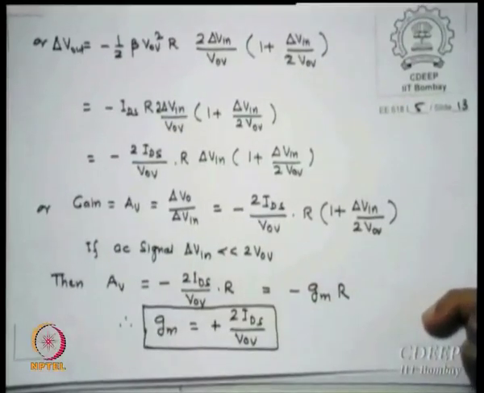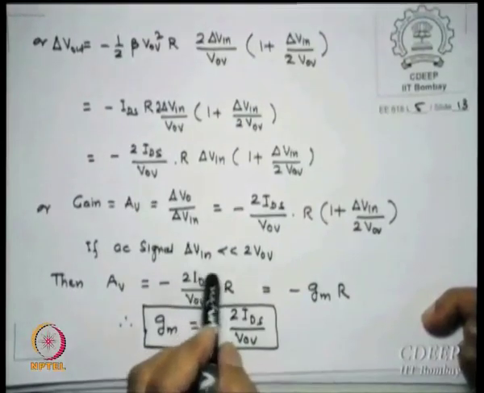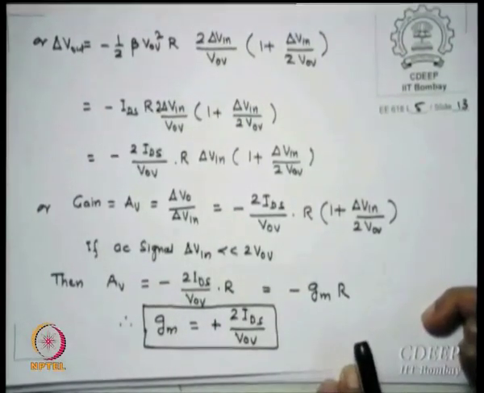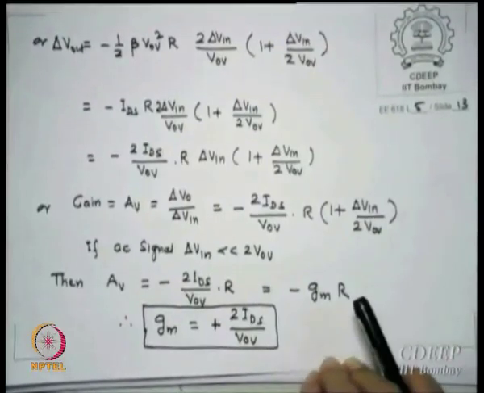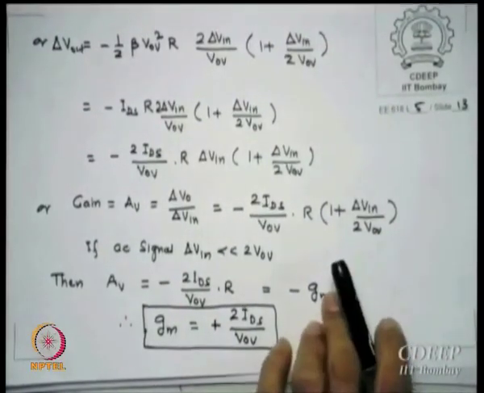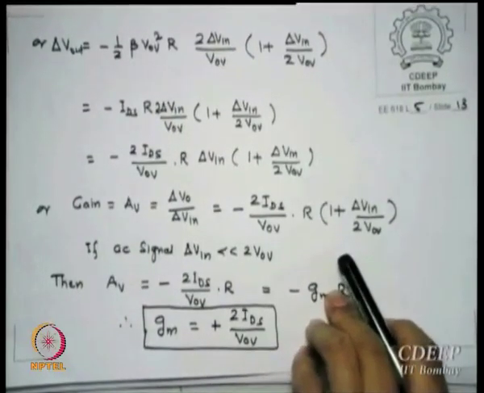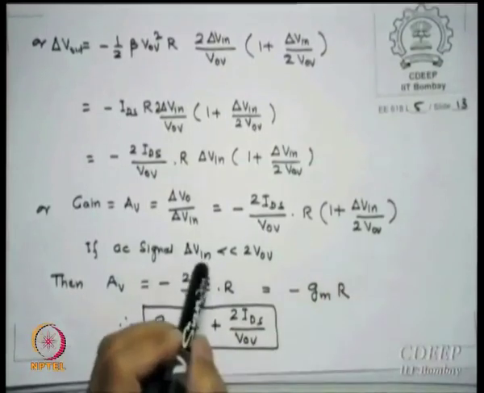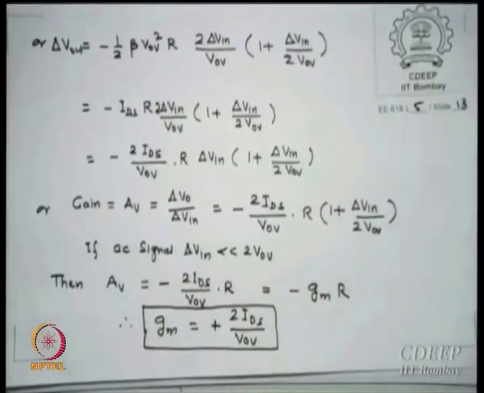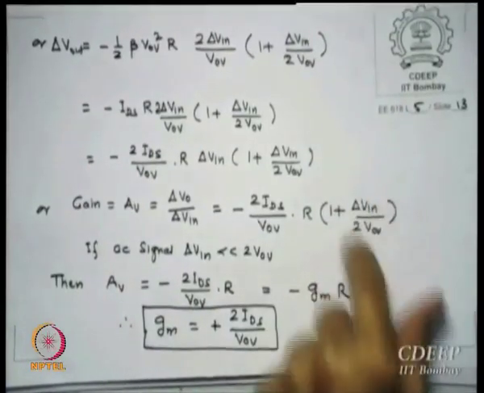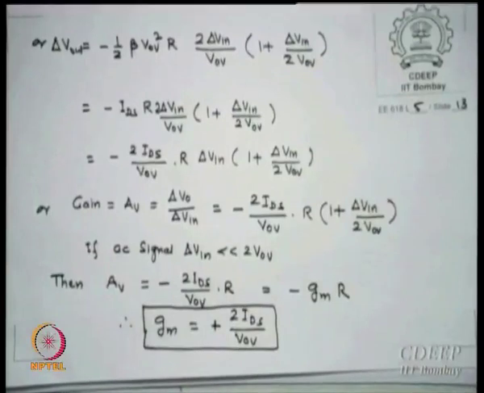If you say it is a small signal, AC signal, delta V in is much smaller than V_OV. What is V_OV? Capital VGS minus VT. VGS is the bias value, in volts. What will the signals be? Millivolts. So as long as that is the condition, what is small signal? Delta V in must be very small compared to V_OV. Is that correct? Then it is small signal. In that case, this term can be neglected.